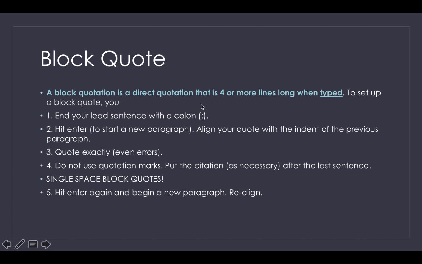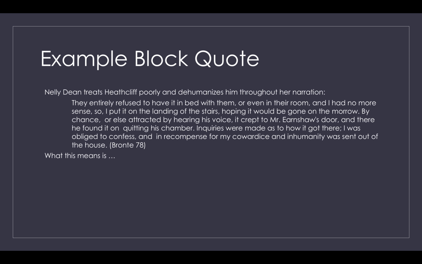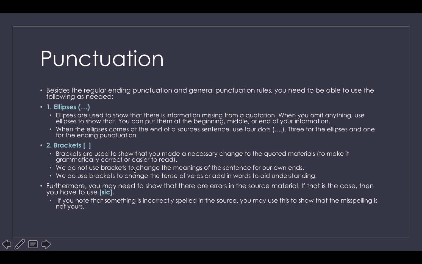You'll align the quote all together with an indent. Give the quote in single space. This is where a lot of students sometimes try to eat up space. It's not double spaced. A block quote must be single spaced. You don't use quotation marks, but you still do put the citation as necessary. Then you hit enter and you start back on the left align. So here's an example for you. It says Nellie Dean does this, and then here's your colon, and then you single space and indent the block quote, and then you go back to your type regular.